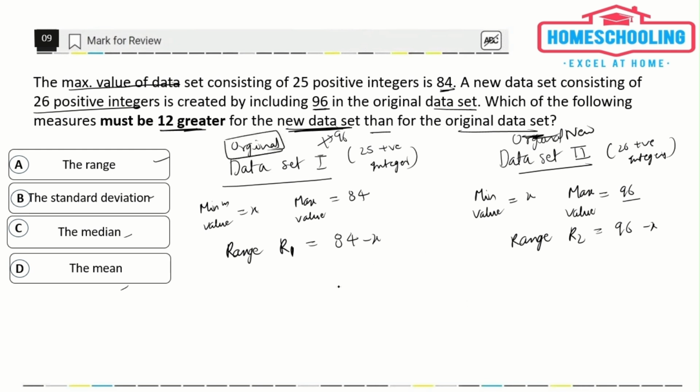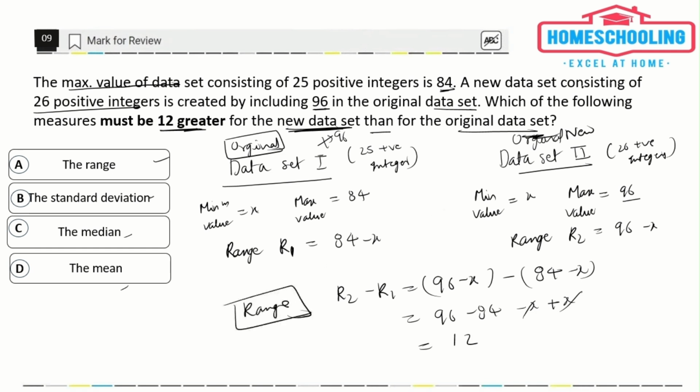So if we subtract the ranges, R2 minus R1, it is 96 minus x, minus (84 minus x). So this is going to be 96 minus 84 minus x, and minus minus makes plus x. x and x get cancelled. So R2 minus R1 is 12.